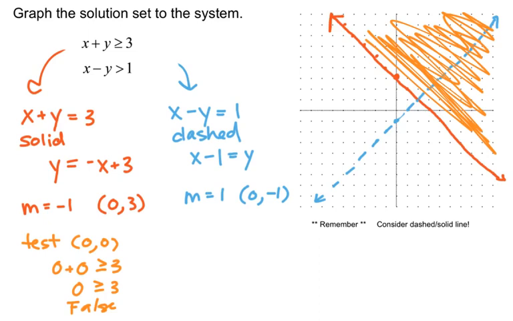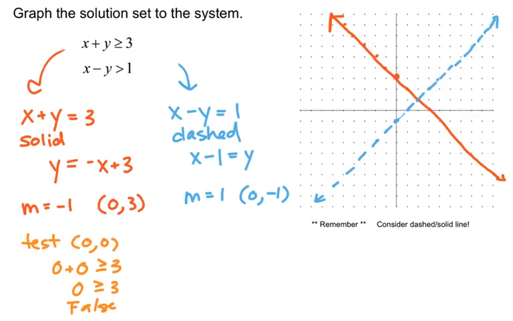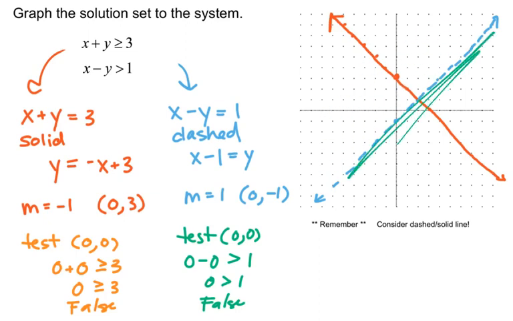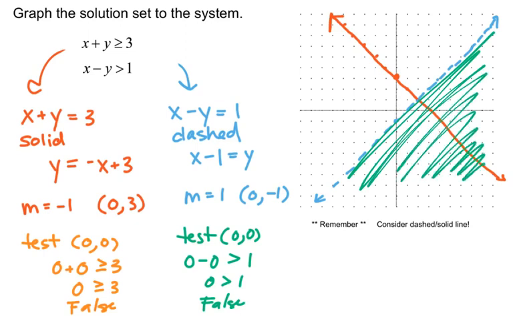So let's look at the other inequality. Again, I'm going to test the origin, (0, 0). That gives me 0 minus 0 is greater than 1. Is 0 greater than 1? Again, that's a false statement. So I do not shade in regard to the blue line containing (0, 0). I would be shading over here.